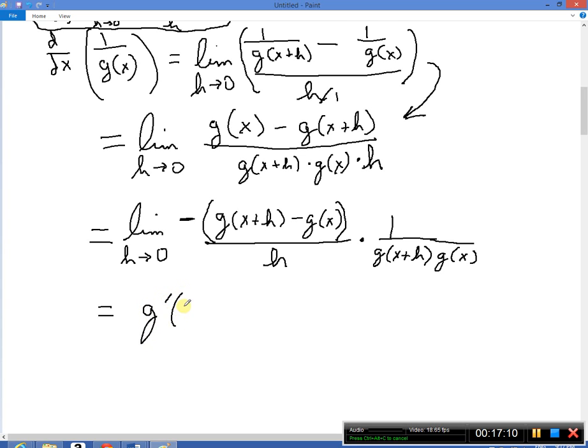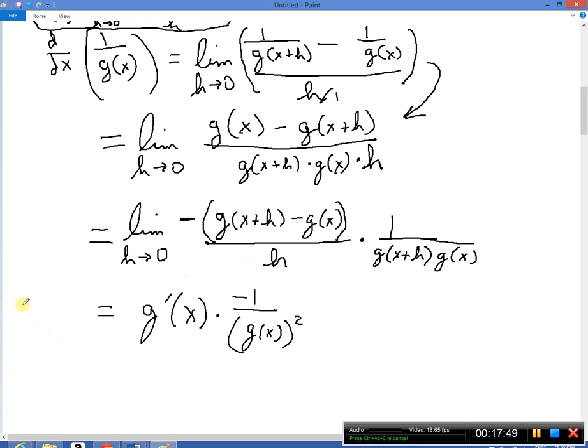So I get g prime of x times, then that minus can just go over there, minus 1 over, and then we've been here before. What happens as h goes to 0? This gets closer and closer to g of x because g is continuous, and so this is g of x, this is g of x, so we have g of x quantity squared. So I have a formula. The derivative of 1 over g of x is g prime of x times negative 1 over g of x squared, which seems like a horrible formula.